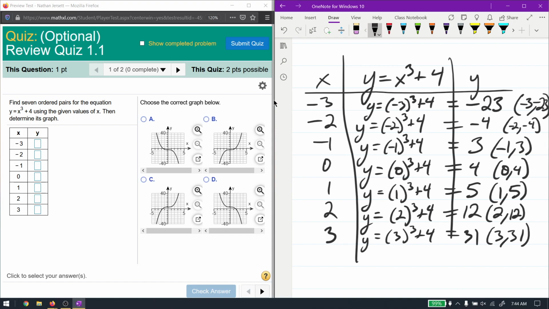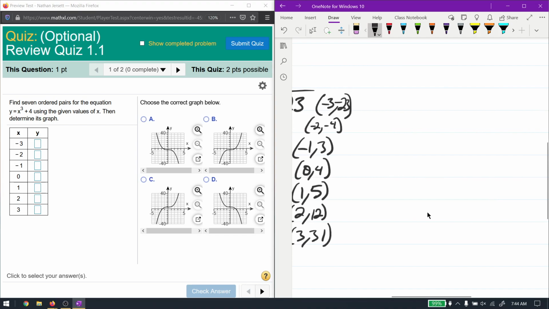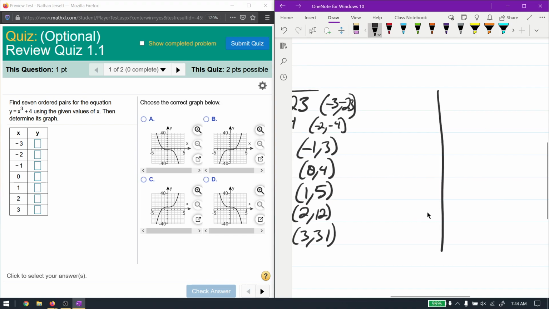All right, so we have these 7 coordinates that we're going to plot on the grid and then draw a smooth curve through. The -23 and the +31 are going to be pretty far away. I might not be able to plot those, but we could try. Let's see if we can get there. I probably don't need to go that small. Let's do something bigger.